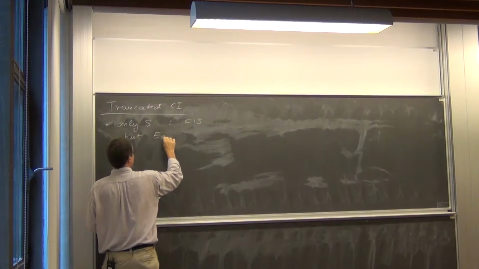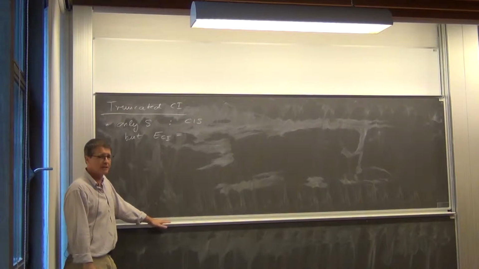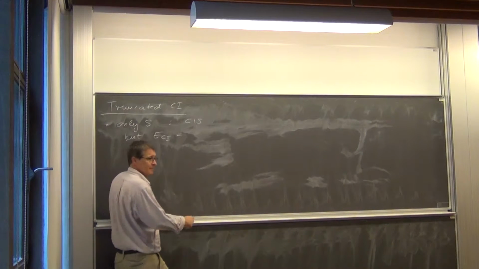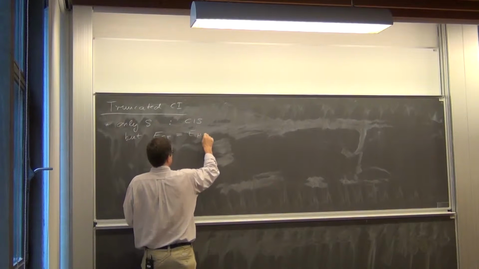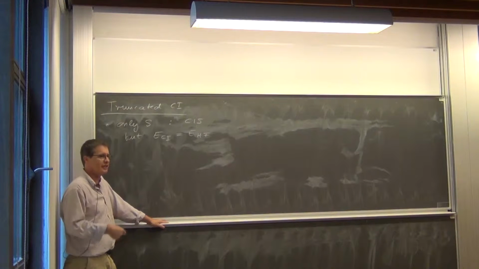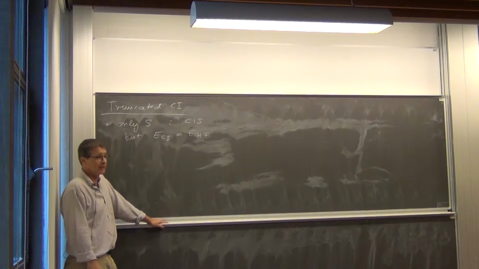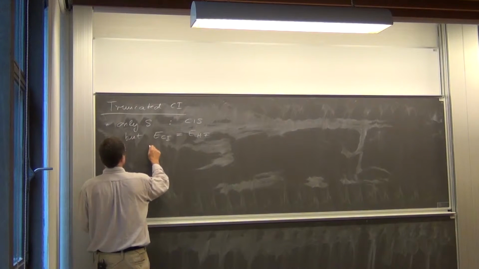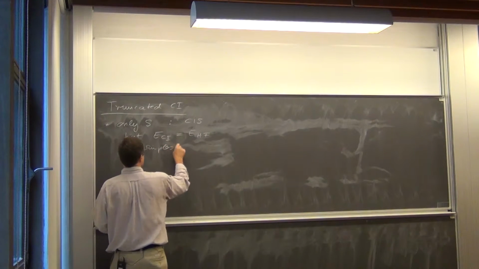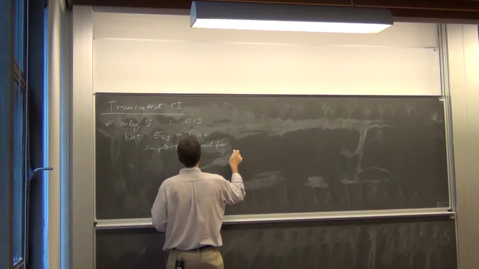But if I would do a CI calculation with that approach, including singly excited determinants, what is the energy that I get out of that? Emil? That's just the Hartree-Fock energy. So that's not a method for including correlation in your ground state. But that is actually the simplest method for treating excited states. So it's the simplest method for excited states.